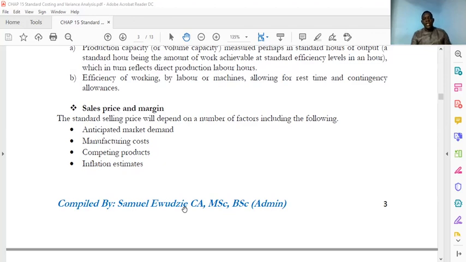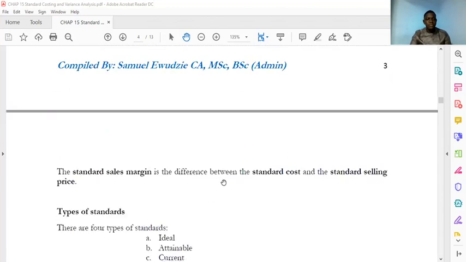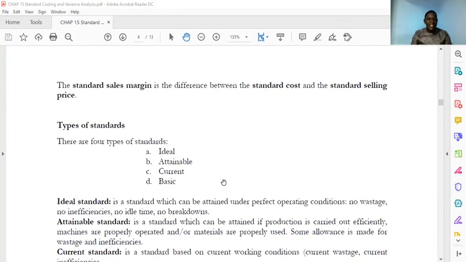Good. So you look at the anticipated market demand. It's very important. What is the market demand for our product? Are there any competing products, or does our product happen to be the only product? So therefore, customers cannot run away from our products. You can look at inflation. You can also look at the manufacturing cost that will be incurred in manufacturing the product. Good. Now, standard sales margin is the difference between the standard cost and the standard selling price. So the standard sales margin is the difference between standard cost and the standard selling price.